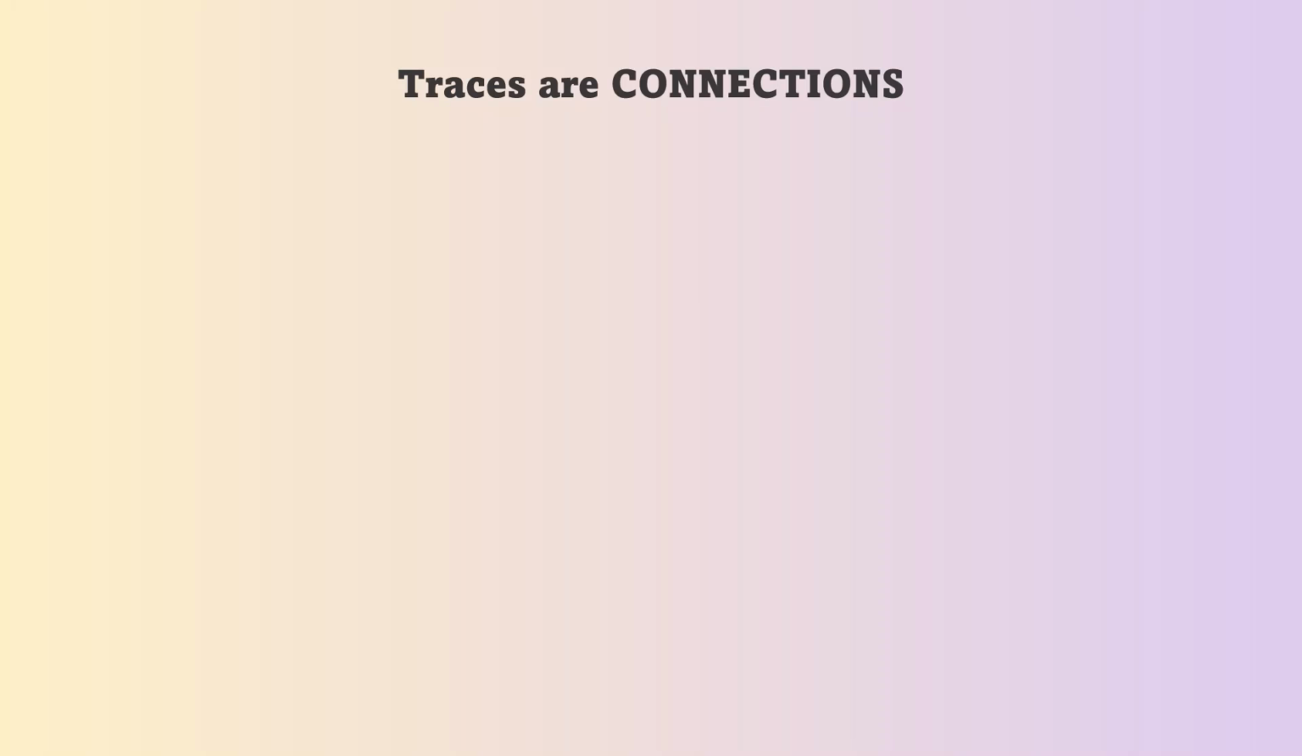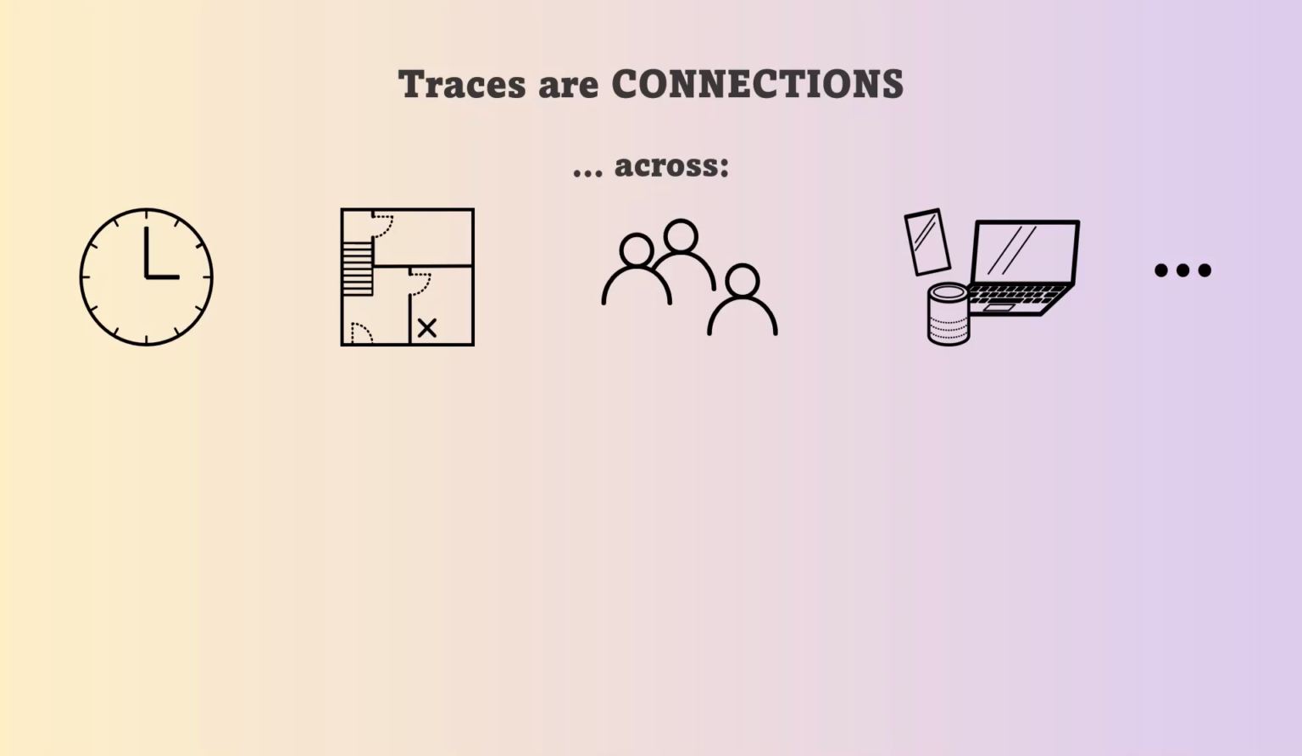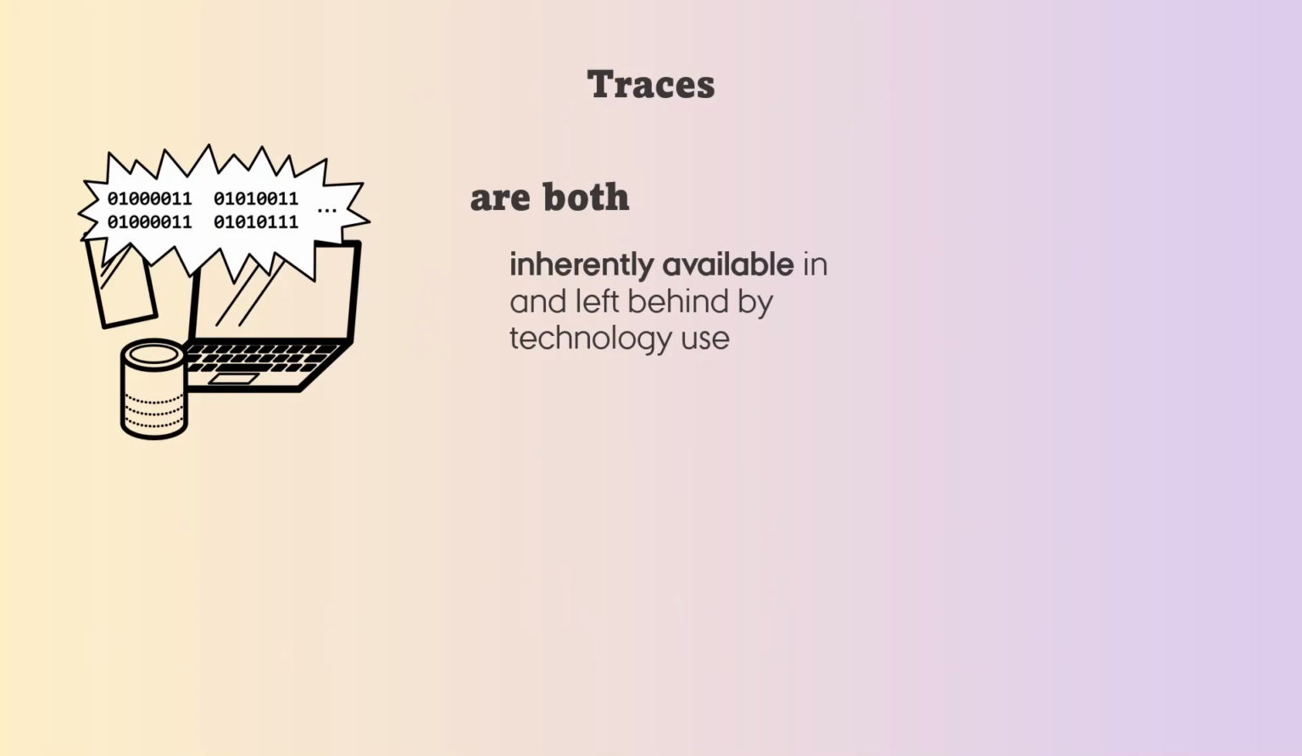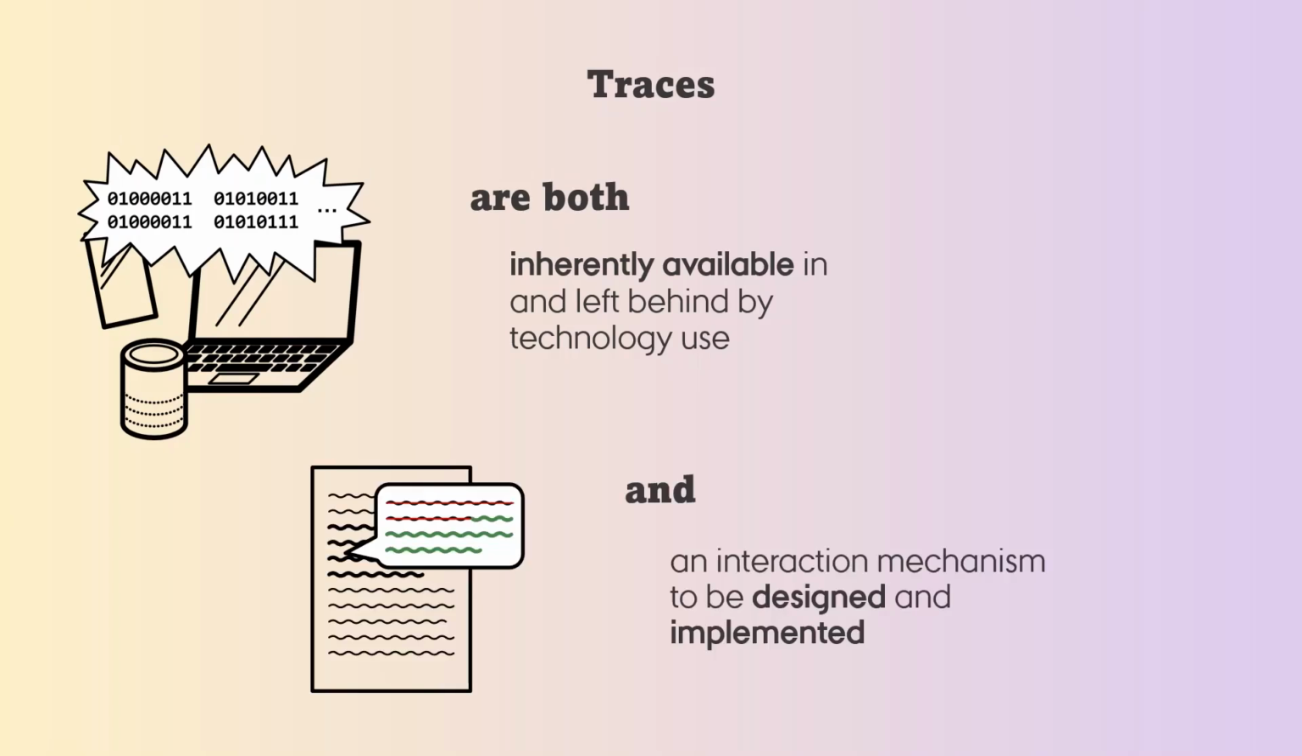Speaking more generally, we understand traces to be connections. These connections may, for example, span across time, location, people, and devices. They reflect things like change in development, physical movement, interactions, activities, and connectivity. We understand these traces both as something inherently available in and left behind by technology use, and as an interaction mechanism to be designed and implemented.